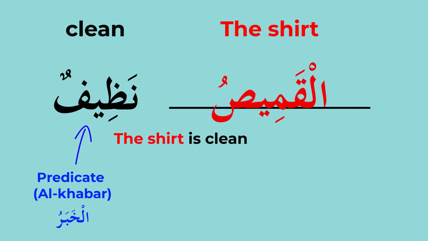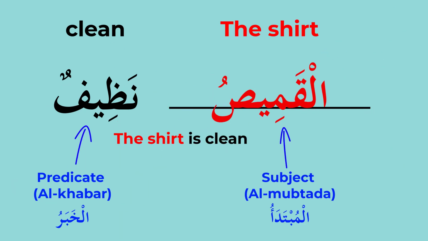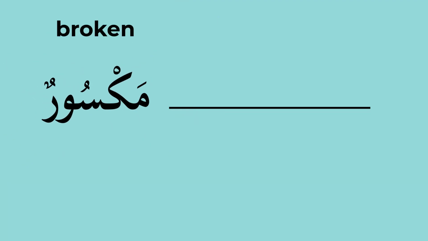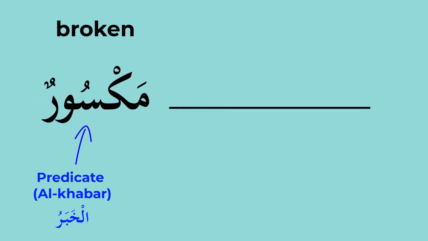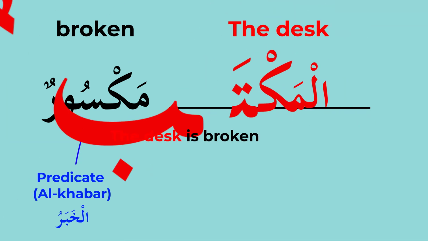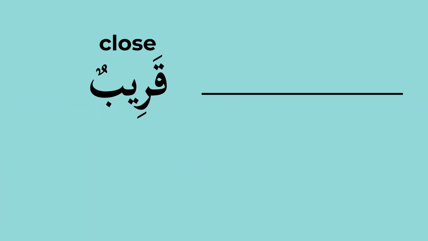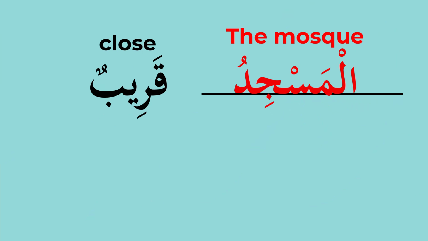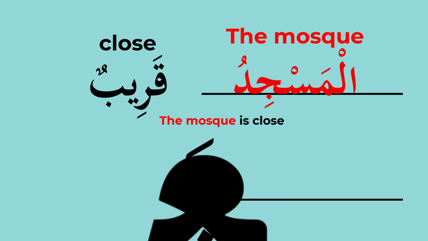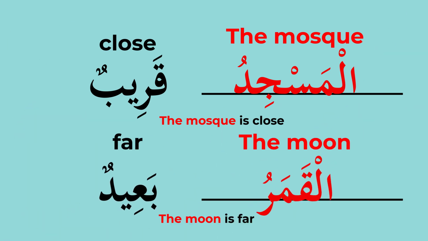Tell me. Al-kamisu nazifun. So you started with al. Mubtada. Are you with me, brothers? Al-kamisu. MashaAllah. Next one is maksurun. Something is broken. So you are now bringing mubtadas. Al-maktabu maksurun. Mubtada, khabar. Very good. Qaribun. Al-masjidu qaribun. Whatever you can say. Something is far. Al-kamaru ba'idun. Very good, brother.